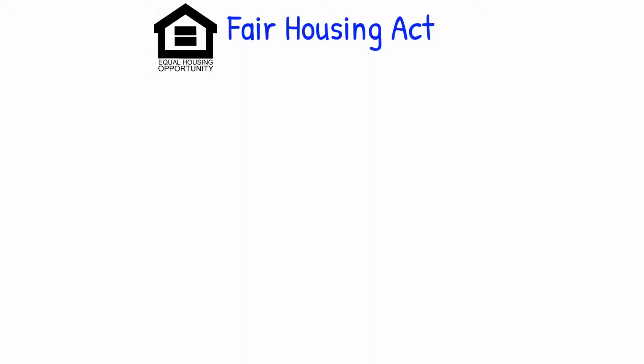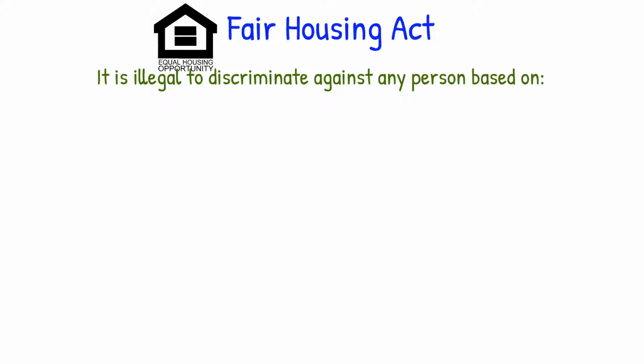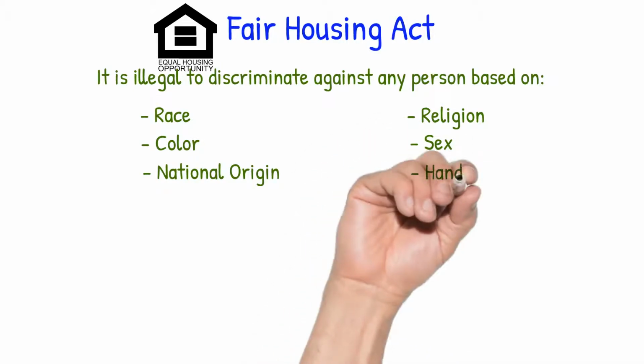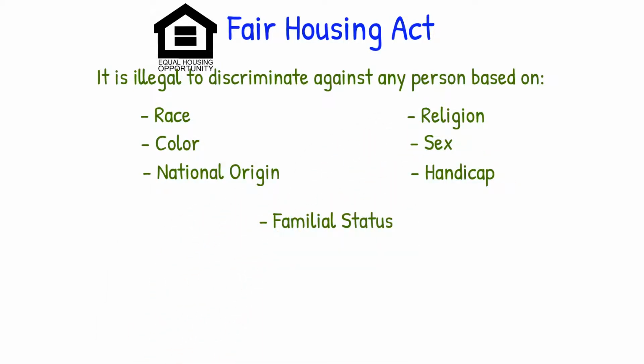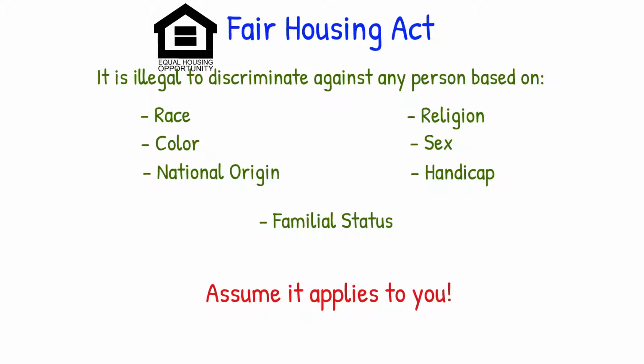One more issue we should discuss is the Fair Housing Act. This civil rights law makes it illegal to discriminate in any aspect of your renting on the basis of race, color, national origin, religion, sex, handicap, or familial status. While there are certain limited exceptions to the law, you should assume it applies to you. Not only is it the law, it's the right thing to do. Discuss your business practices with your attorney if you have any doubts that you're in compliance.